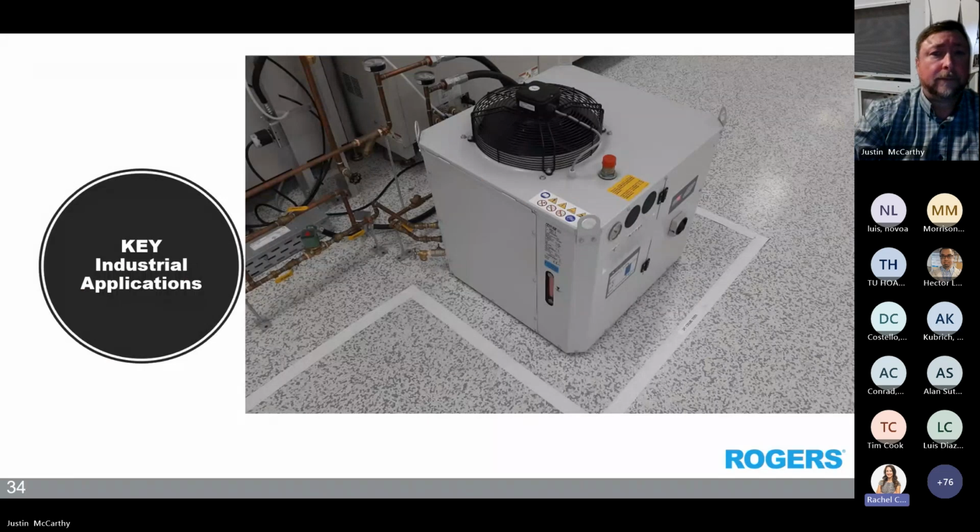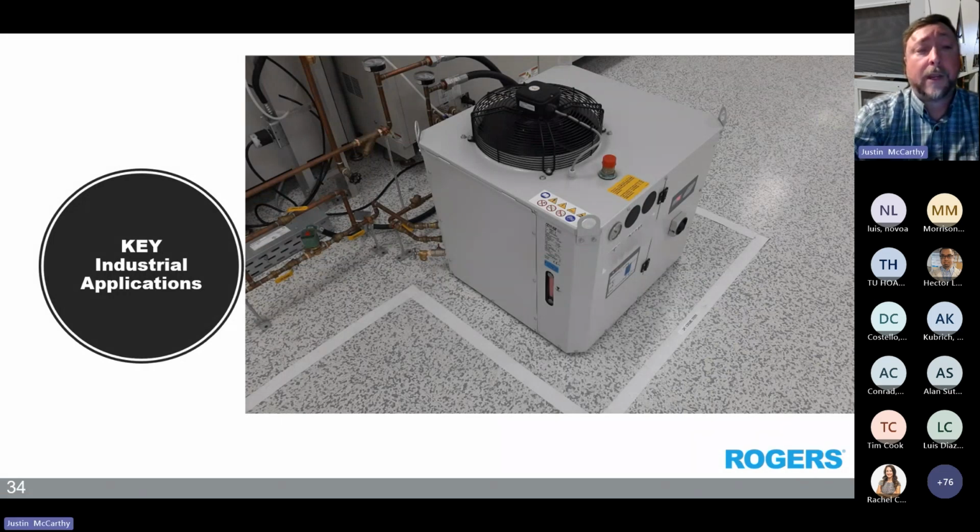We had someone pop into the chat and say hydraulic or hydronic. It depends what you look at. Hydronic is probably the way we say it here, but you can use the term hydraulic as well. Great, thanks.